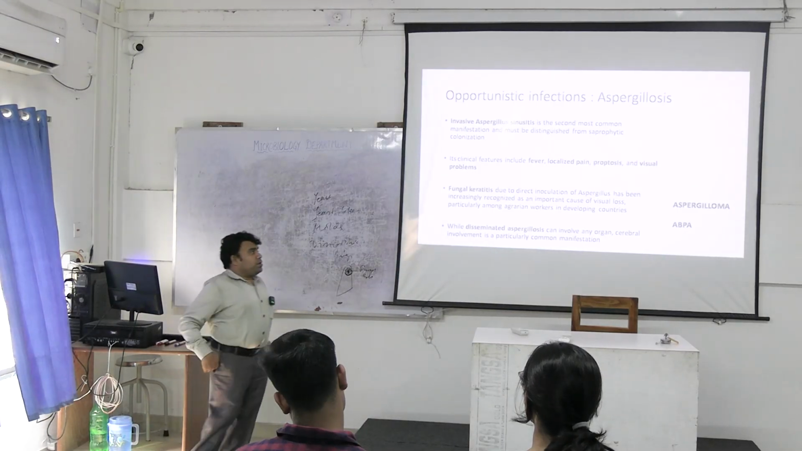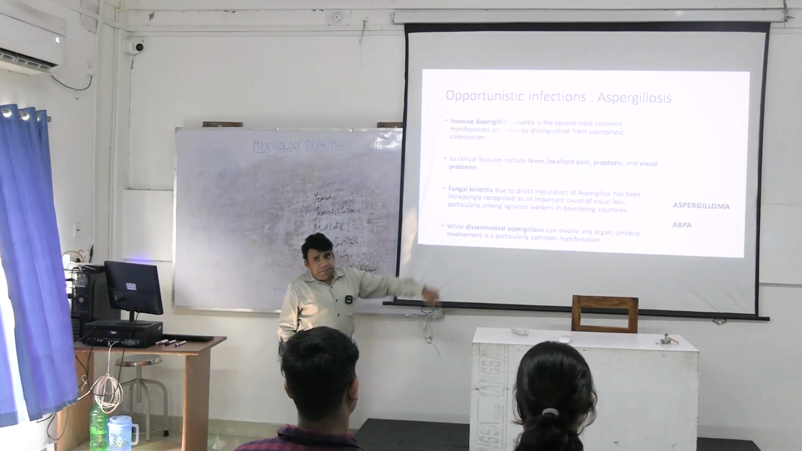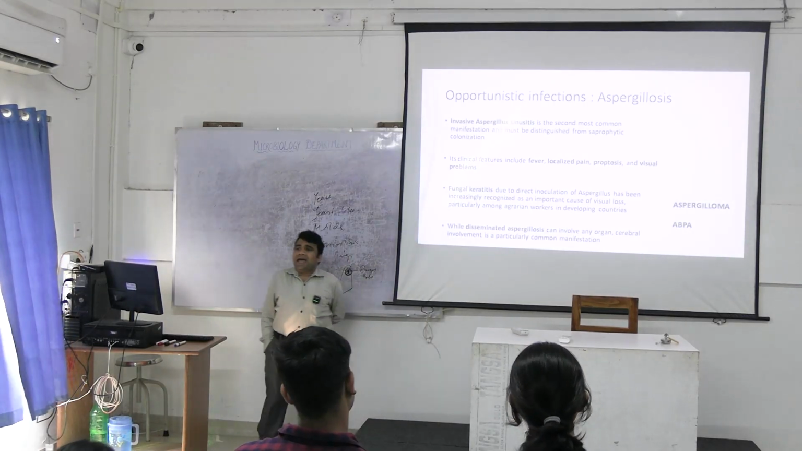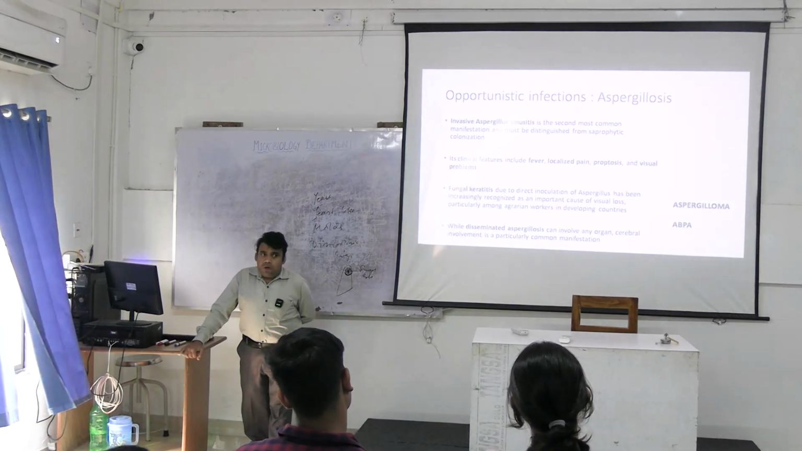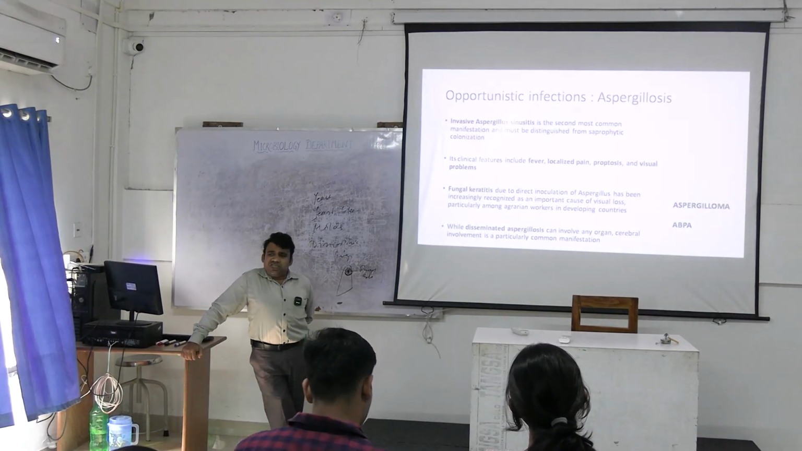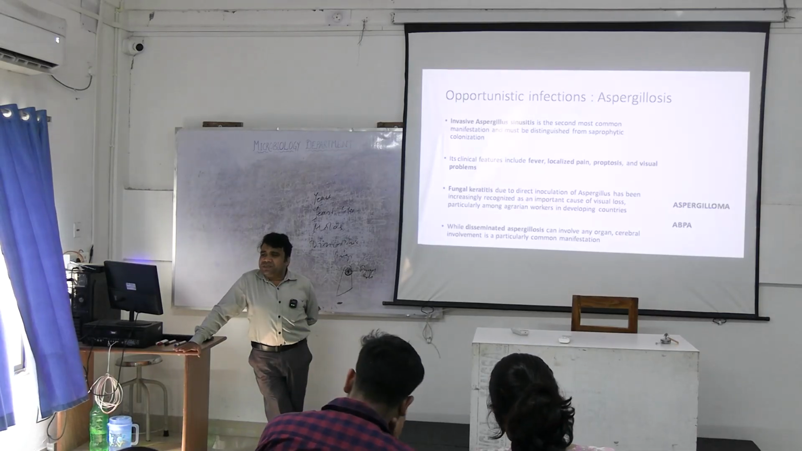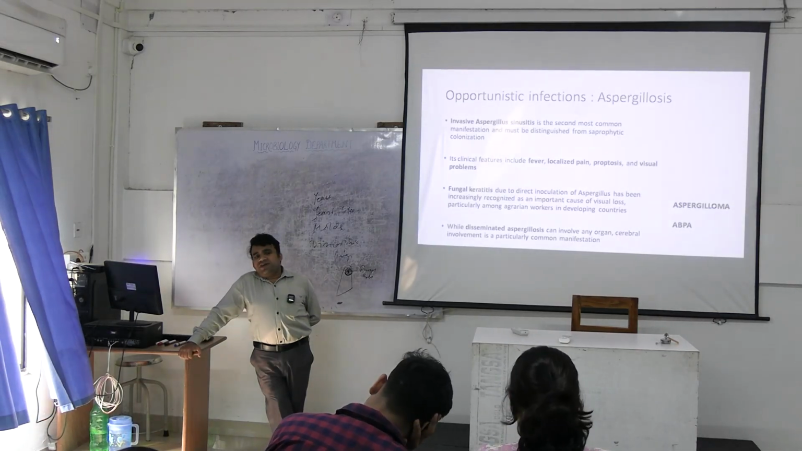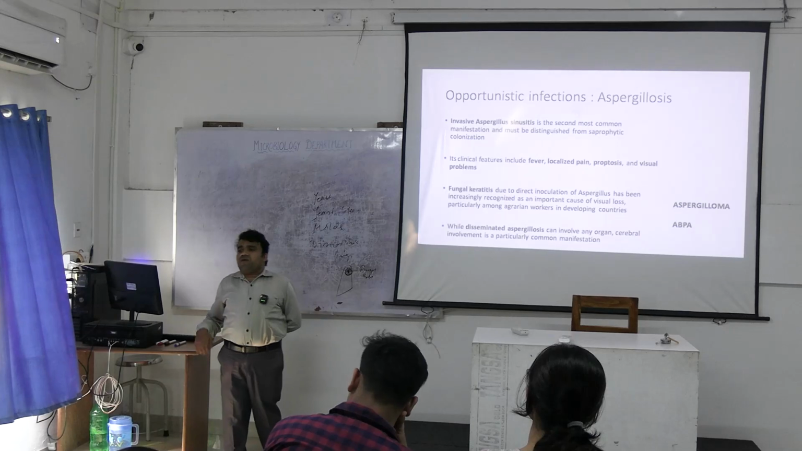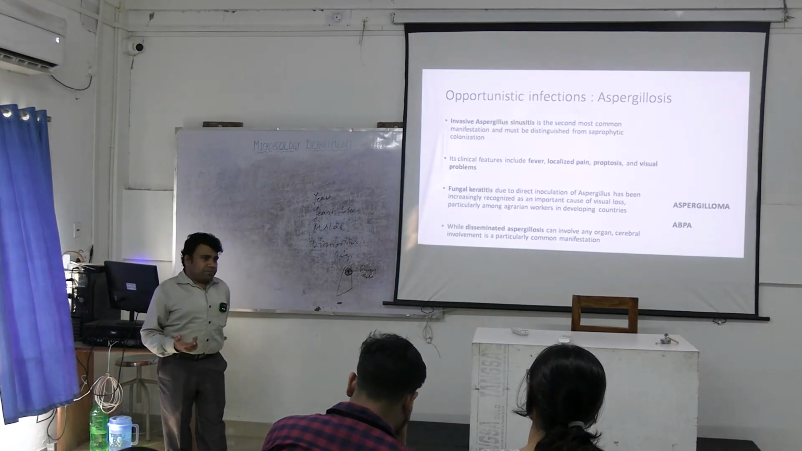The next type of aspergillus manifestation that can be seen is called as ABPA or allergic bronchopulmonary aspergillosis. So this is basically an allergic manifestation to the fungal antigen, that is the Aspergillus antigen. The patient will have various kinds of allergic manifestation from bronchial asthma to raised IgE levels, etc.